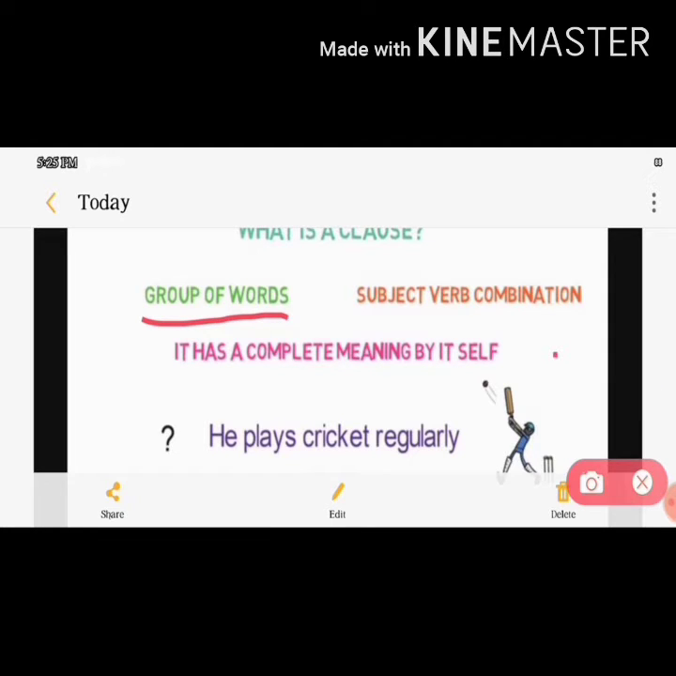If you have a group of words and this group consists of subject and verb combination, then it is a clause, and it also should have complete meaning by itself. If you have group of words consisting of subject plus verb and it has complete meaning by itself, then it is a clause.